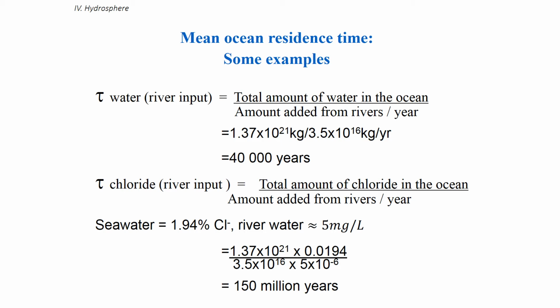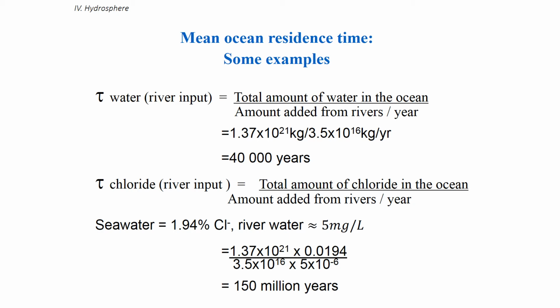So if we just consider water, we're looking for the residence time at the top here of water in the ocean. The amount of water coming into the ocean is this number at the bottom here. The amount added from rivers is the flux. The total amount of water in the ocean is our M. We've got a number, 1.37 times 10 to the 21 kilograms of water in the ocean, which is a huge amount of water. Very, very large is the ocean.